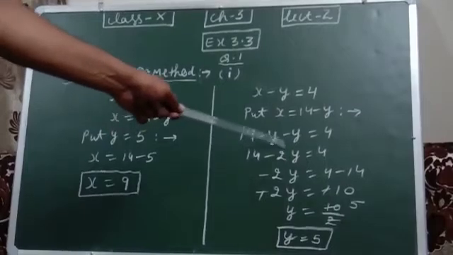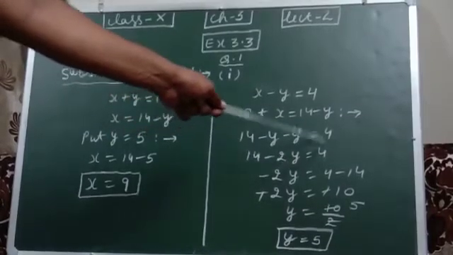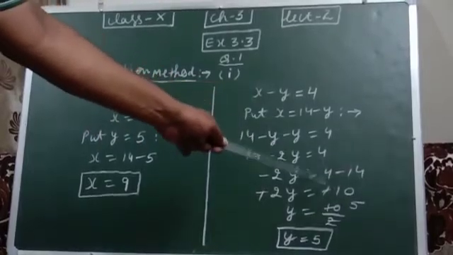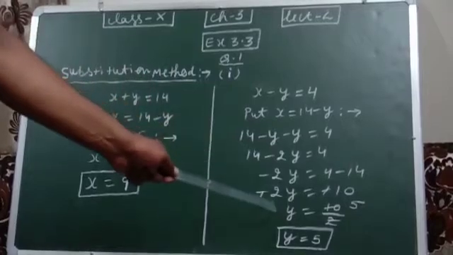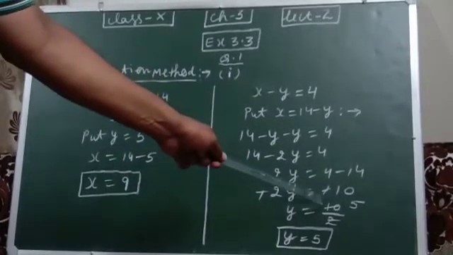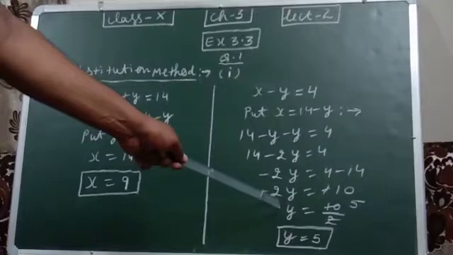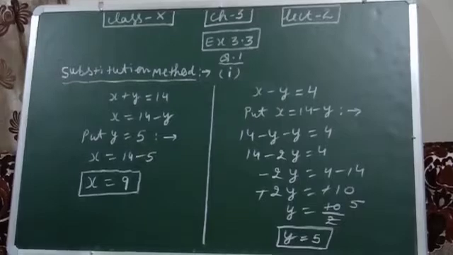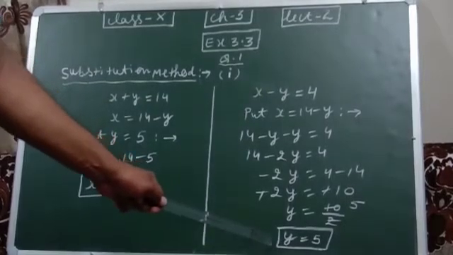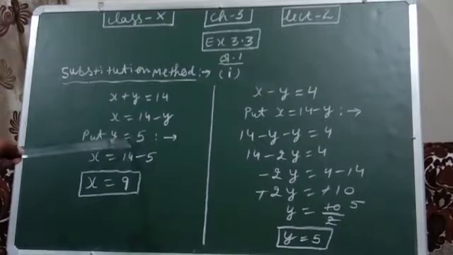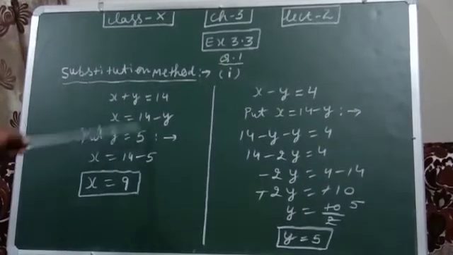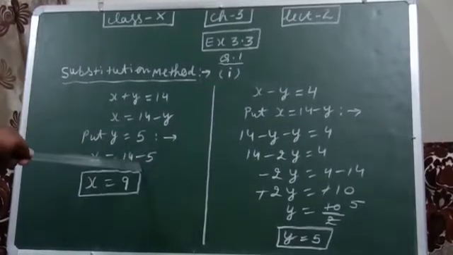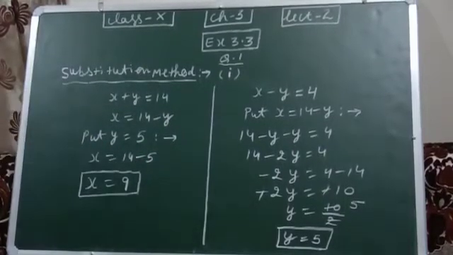14 as it is, minus y minus y becomes minus 2y, equal to 4. Now this 14 is plus, on this side it will become minus. So 4 as it is, 14 becomes minus 14. Then minus 2y equals 4 minus 14, which is minus 10. The minus will cancel. This 2 is multiplied, on this side 2 will divide. So the value of y is 5. So we get one answer. Now we put this value of y in this equation: x as it is, 14 as it is, then y is 5, minus sign as it is. So 14 minus 5, we get the value 9.